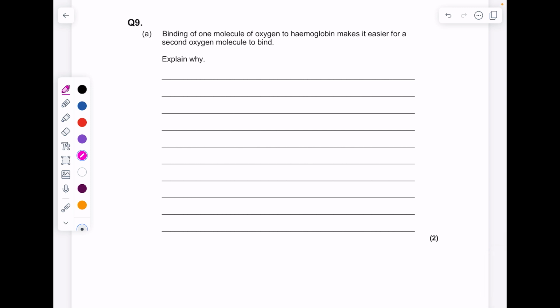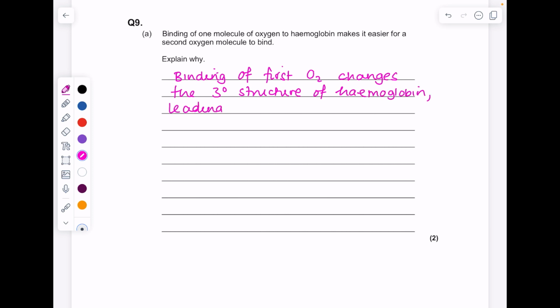Binding of one molecule of oxygen to haemoglobin makes it easier for a second oxygen molecule to bind. Explain why. This is quite a nice, straightforward question. So remember, the binding of the first oxygen molecule changes the tertiary structure of haemoglobin, leading to the uncovering of another oxygen binding site, and that's actually enough for the 2 marks.